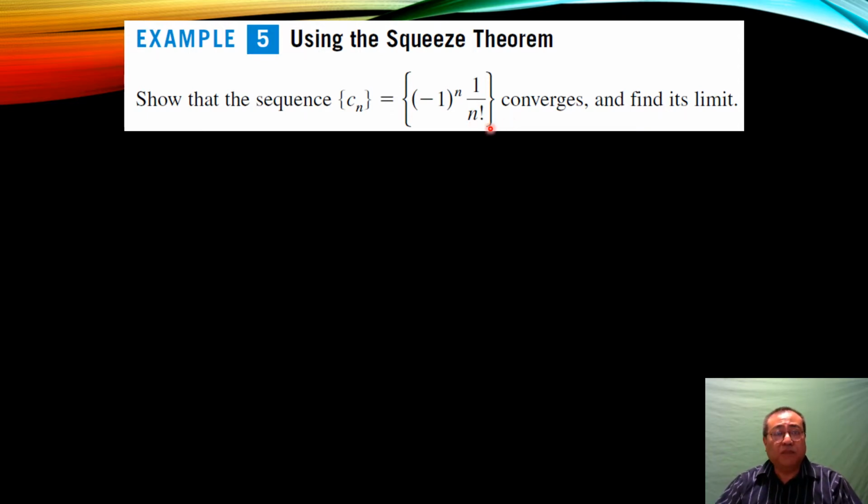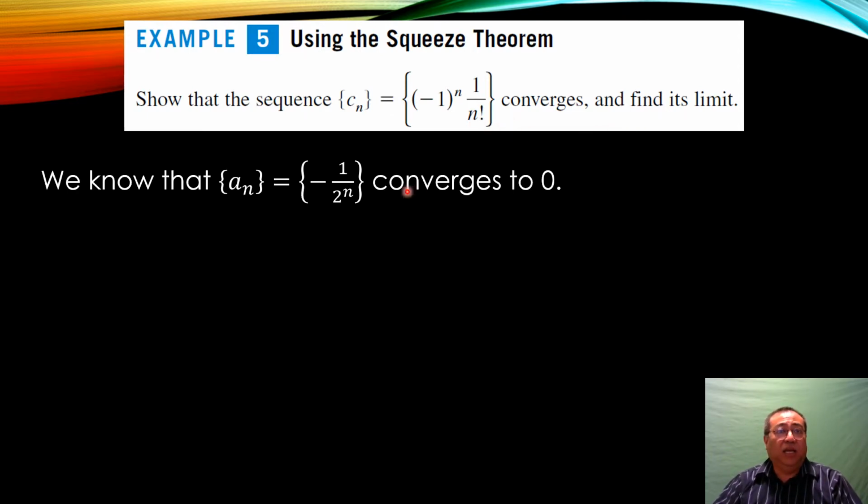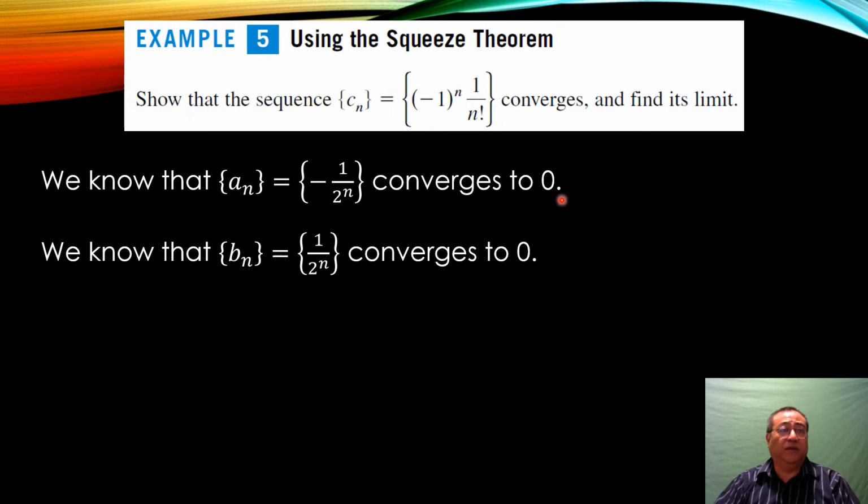All right. So let's look at this. Now we know that a sub n equals negative 1 over 2n converges to 0. If you let n go to infinity, this fraction goes to 0. It kind of hops back and forth between negative and positive, but it goes towards 0. And we also know the positive version converges to 0.